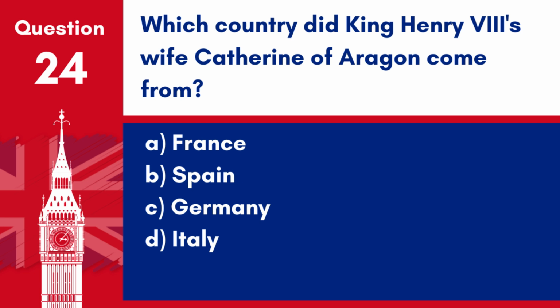Question 24. Which country did King Henry VIII's wife, Catherine of Aragon, come from? A. France. B. Spain. C. Germany. D. Italy. Answer. B. Spain. Catherine of Aragon was from Spain and was the first wife of King Henry VIII.